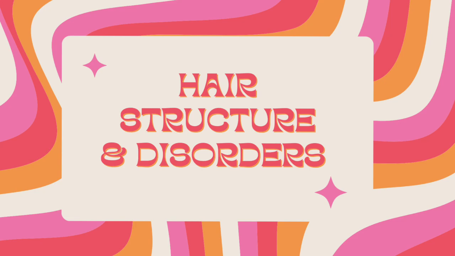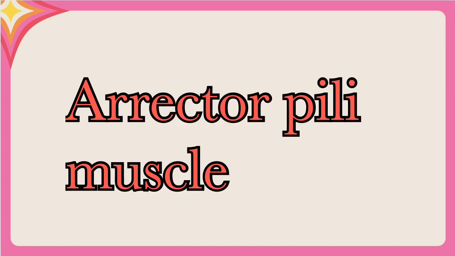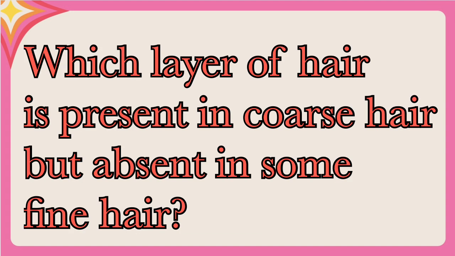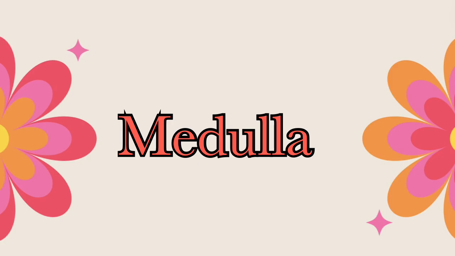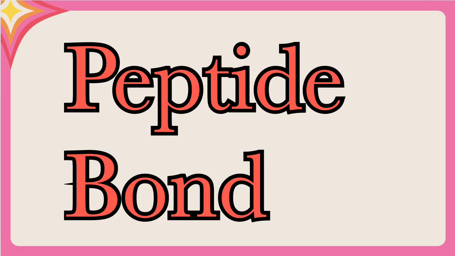Hair structure and disorders. What is the involuntary muscle that causes goosebumps? Erector pili muscle. Which layer of hair is present in coarse hair but absent in some fine hair? A medulla. Chemical bond that links amino acids to form a polypeptide chain. A peptide bond.